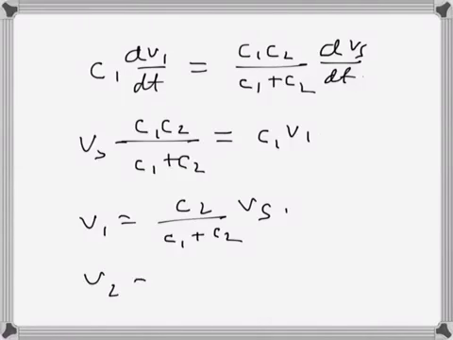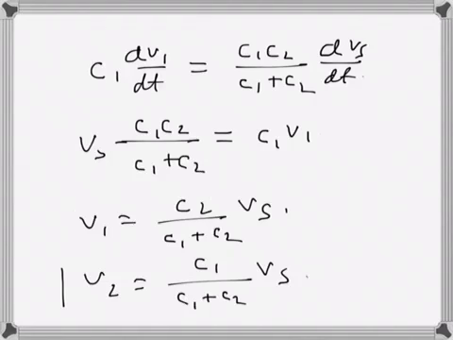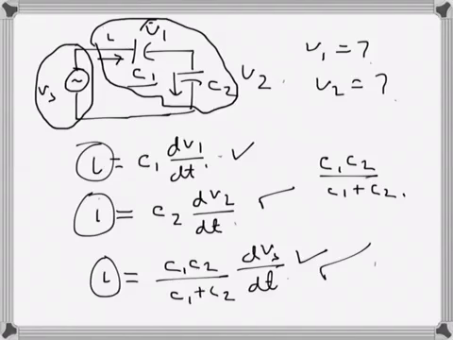Similarly for V2 it will be C1 over C1 plus C2 times Vs. V2, the second one, I can find by just equating this one to this one. So yeah, these are the expressions for the series capacitive arrangements.